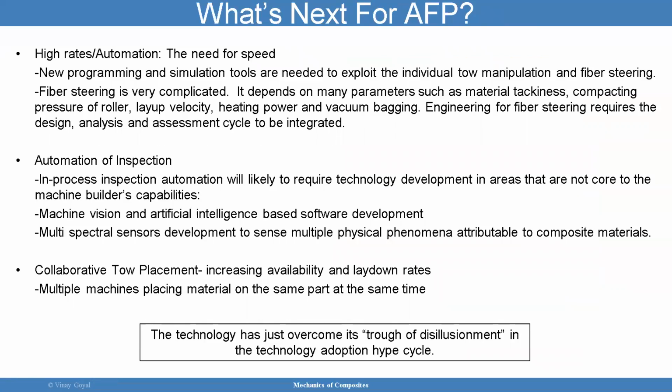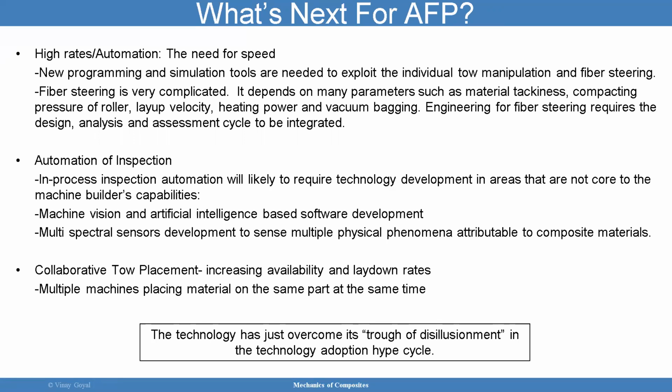So what's next for automatic fiber placement technology? The technology has just overcome a lot, and there was this hype cycle about it. So what is really next here? High rates of automation. There's a need for speed. New programming and simulation tools are being used to exploit tow manipulation, fiber steering.